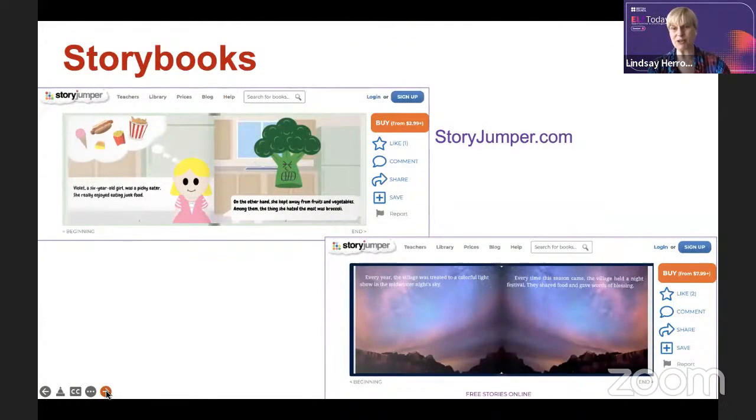I really recommend storyjumper.com if you want to make a storybook. I think that for me is the easiest to use, most intuitive. I haven't had to introduce it to students. They're able to just play around and figure out how to use it. It also makes it easy to share. It's totally free.